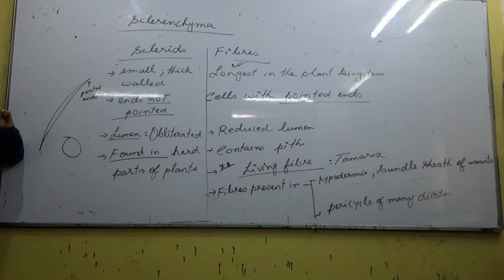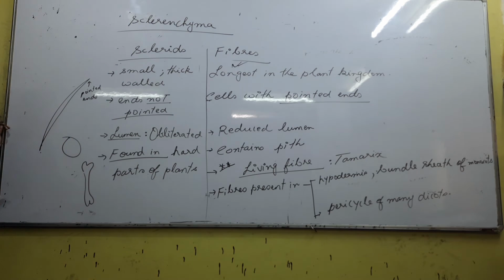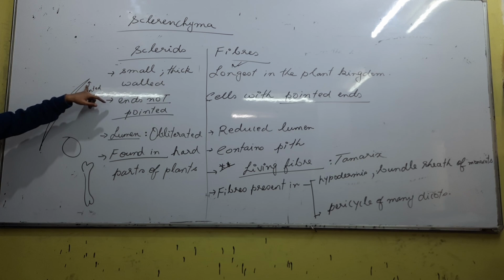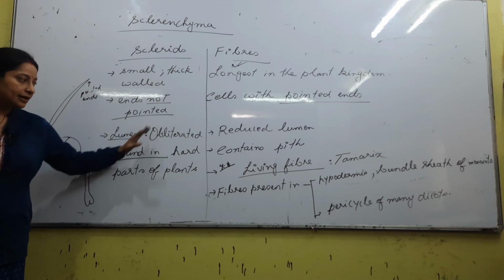We have a word called osteosclereid. Osteo, as we know, means bone. So it is almost like a bone-like shape. Fibers are all elongated, and being elongated, they must have pointed ends. The sclerenchyma that does not have a pointed end is called a sclereid. Understood?